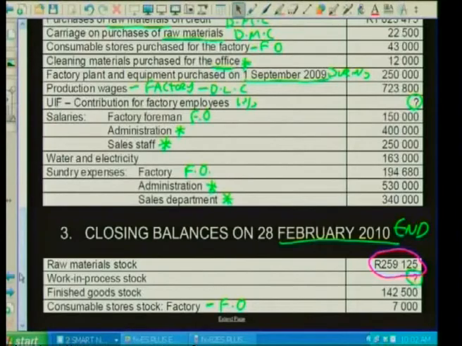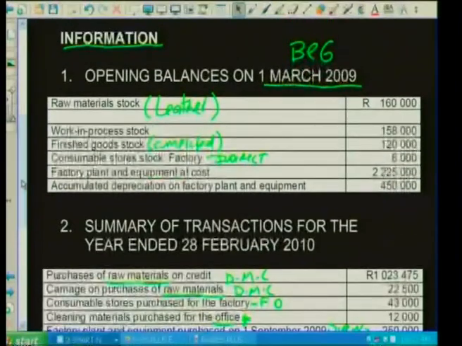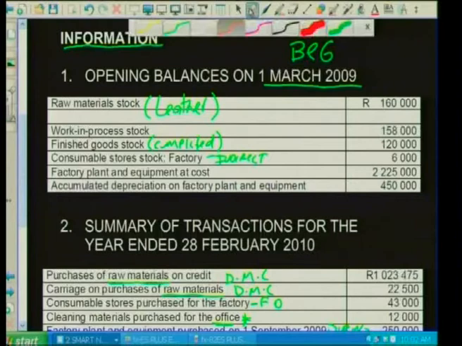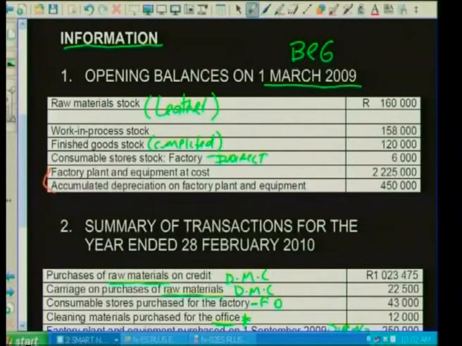Okay, my information at the beginning of the year, there we go. Factory plant and equipment at cost, 2,225,000. Then I've got accumulated depreciation on factory plant and equipment, 450,000. So I'm obviously going to need these figures. Let's just read on.